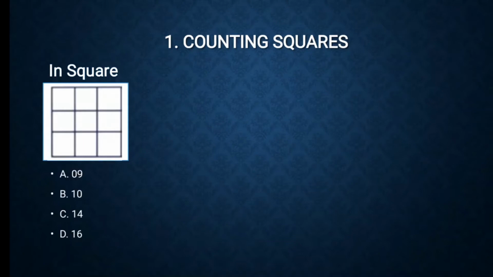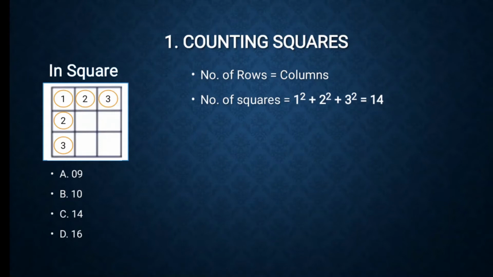Your first step is, in a square you know that the number of rows and columns are equal. You have to count how many partitions, or how many rows and columns, are there in this square. Here I can see that the number of rows and columns is 3. So simply the number of squares will be the sum of the squares of natural numbers up to 3. I repeat, the sum of squares of natural numbers up to 3. Because there are 3 partitions in this square, the number of squares will be 1 square plus 2 square plus 3 square, which is 14.